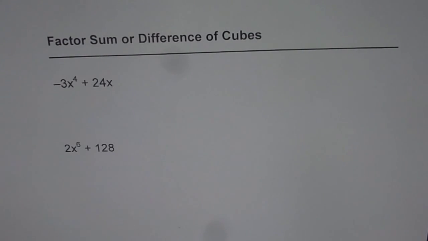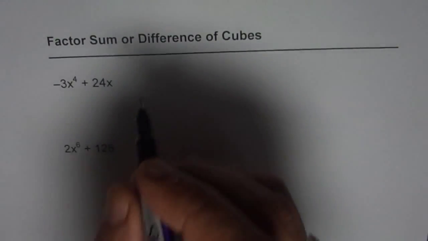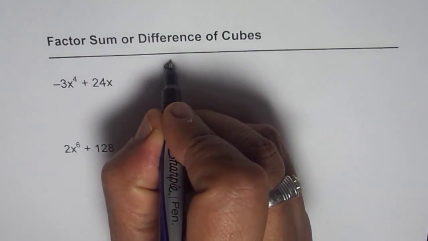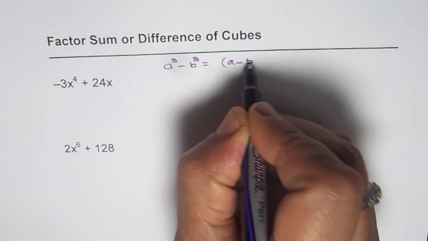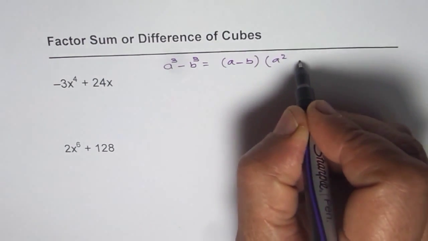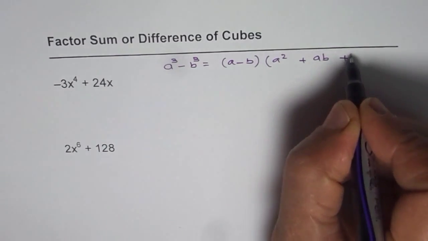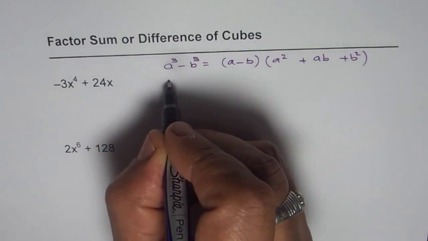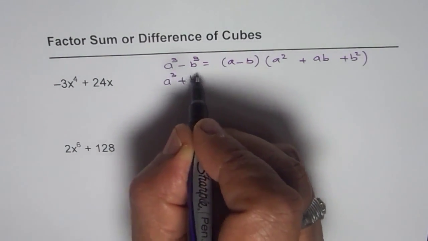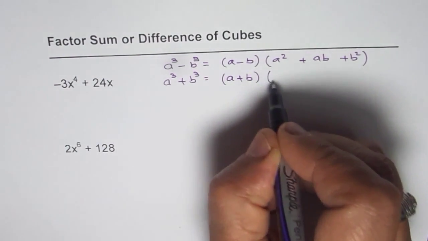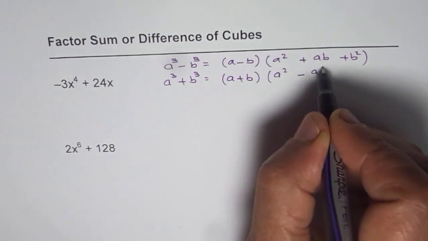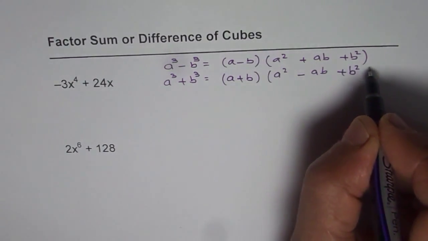I'm Anil Kumar, and in this video we are going to explore how to factor sum or difference of cubes. If you remember the formula, it is like this: a cube minus b cube is equal to (a minus b) times (a square plus ab plus b square). If we have a cube plus b cube, then the signs change. We have (a plus b) times (a square minus ab plus b square), correct?